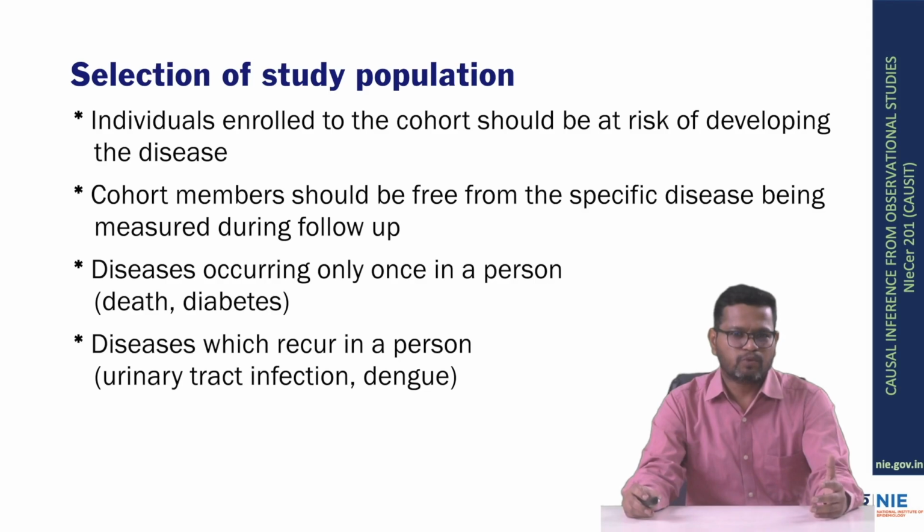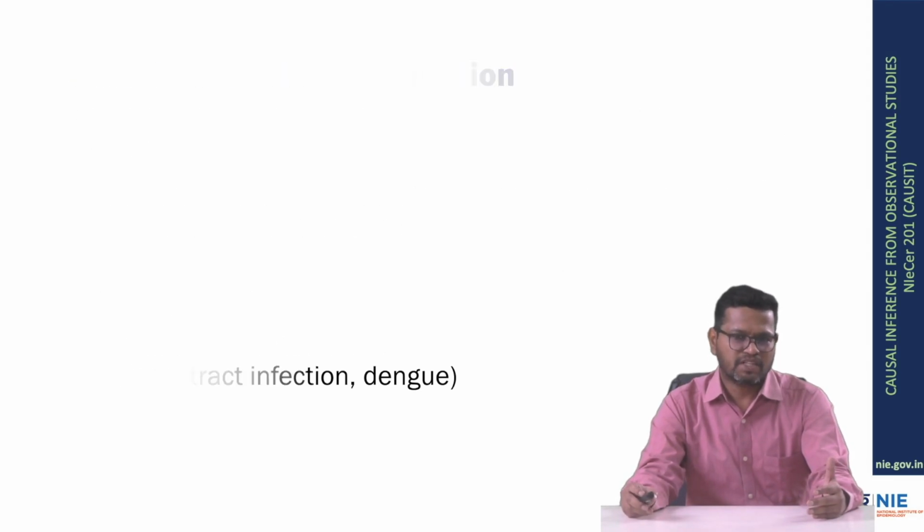For diseases which occur only once, it will be straightforward to exclude them at the start of the study. We are very clear that death can occur only once. For incurable diseases like diabetes, the disease can occur only once. But some diseases may be recurrent, for example, urinary tract infection. In this case, being part of a population at risk is a dynamic process. A person is not part of the population at risk when he has a UTI, and after recovery, the person can become a part of the population at risk.